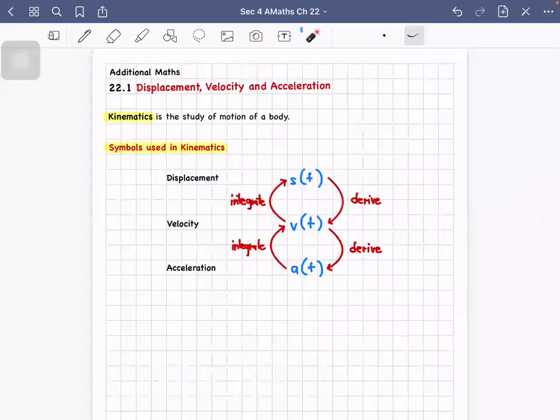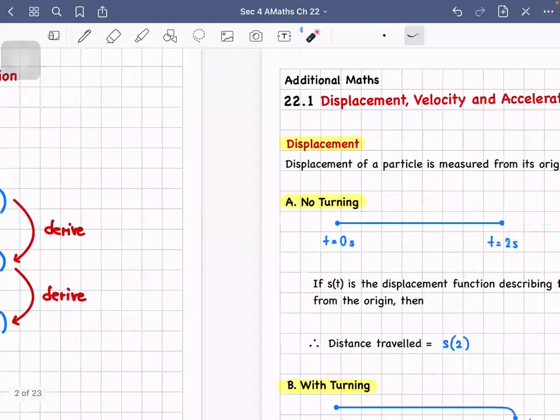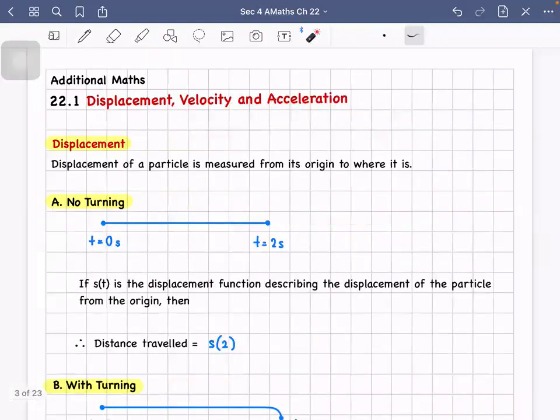All right. So let's talk about the three important things, including time. The first one is displacement. What's displacement? Displacement of a particle or an object is measured from its origin to where it is. For example, you're driving a car from point A to point B. Now obviously in real life you won't drive straight like that, right? So basically you will drive like that. The line or the curves that I just made, that's your displacement.